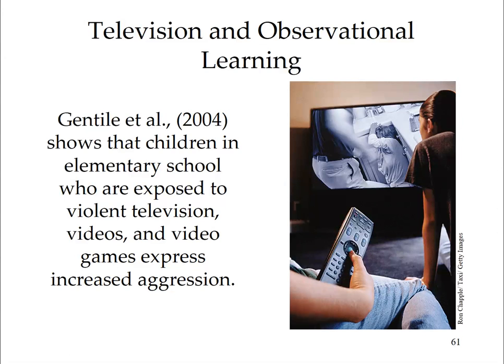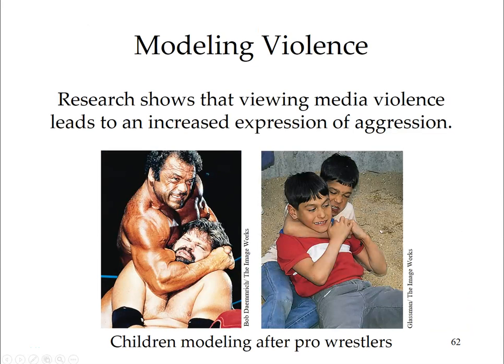Later, given an opportunity to express violence, the people who viewed violence tend to be more aggressive and less sympathetic. In addition to imitating what they see, observers may become desensitized to brutality, whether on TV or in real life. Gentile's study in 2004 shows that children in elementary school who are exposed to violent television videos and video games express increased aggression, while research shows that viewing media violence leads to increased expression of aggression. Here children are often seen watching pro wrestling, and then they too will do many of the same kind of wrestling moves and cause injury to one another.